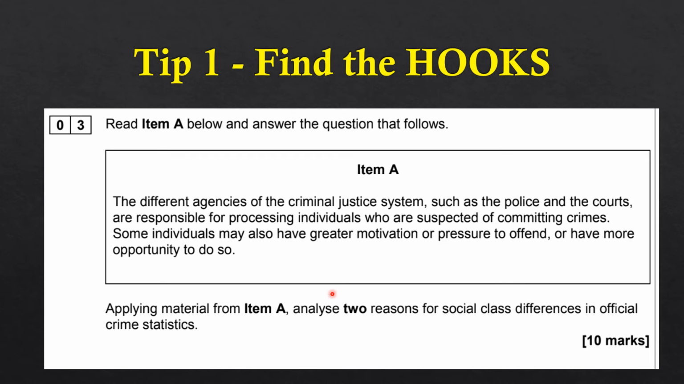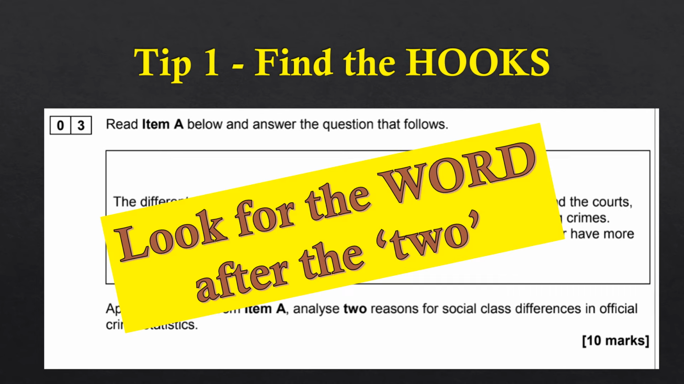And the final one, this is looking for reasons once again. So this is looking for responsible for processing the individuals who are suspected of crime, so the police and the courts. Another hook would be some individuals have greater motivation or pressure to offend. And then the final hook is some have more opportunity to do so. So in a nutshell, you are looking for the word after the "to".